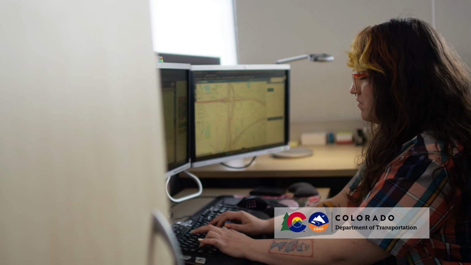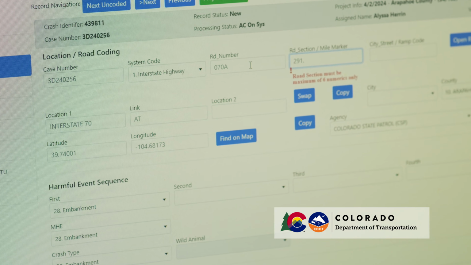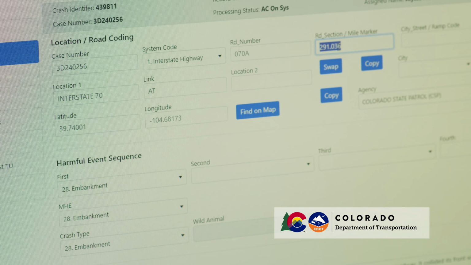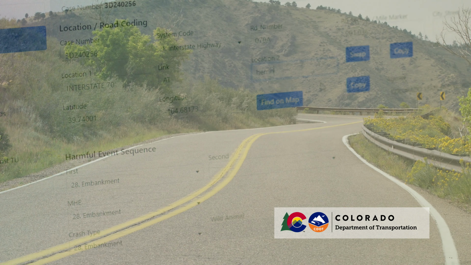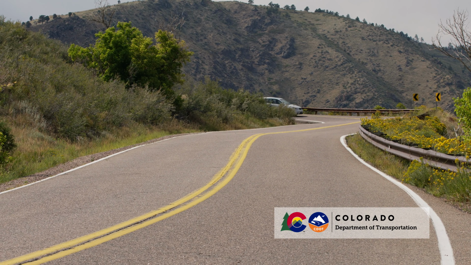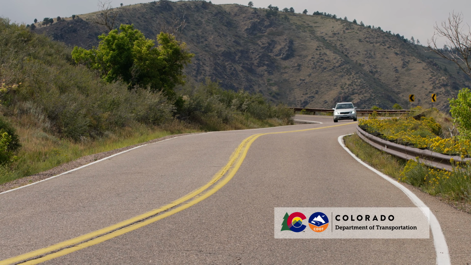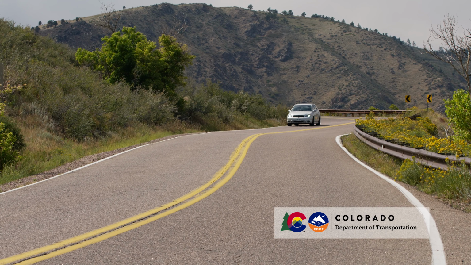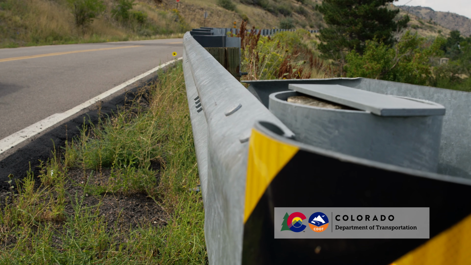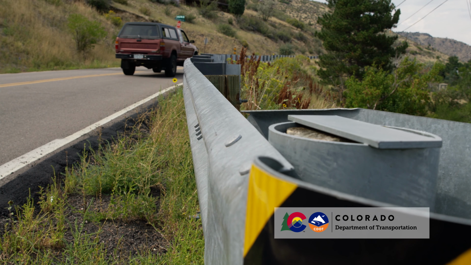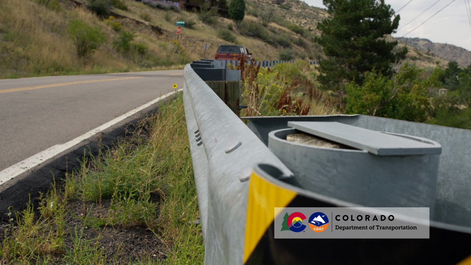Alyssa Heron, a data analyst with CDOT, shares one of the reasons CDOT evaluates harmful events on the crash form is to identify trends for potential engineering solutions. Let's say we have a mountain pass where a lot of people are going off the side of the road. Let's say CDOT doesn't allow us to reduce the highway speed there because it is a state highway and it has to meet certain minimums. What we can do is put up a guardrail.